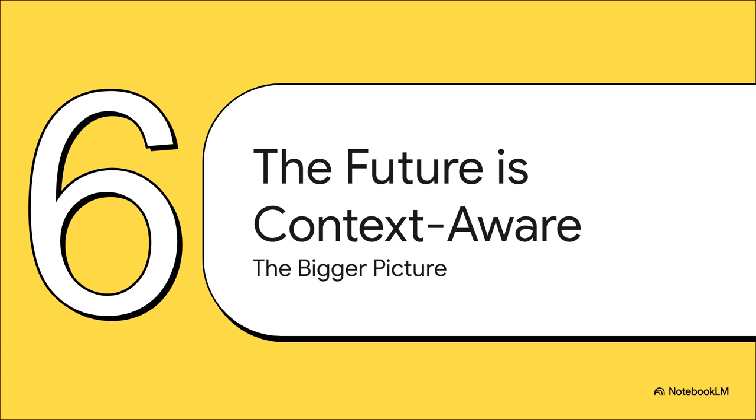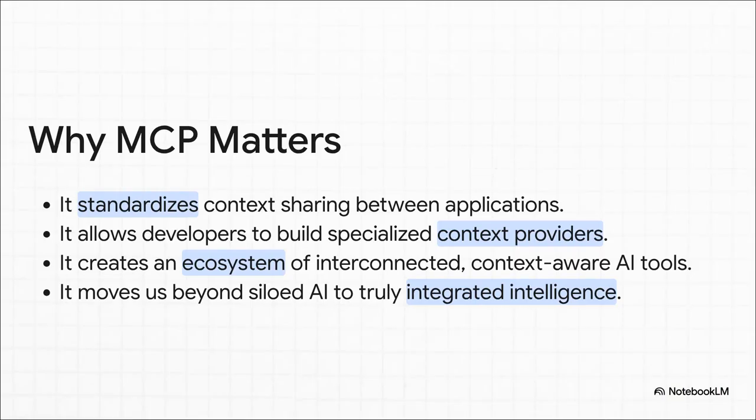What does this all add up to? If this works, it leads to a future that is truly, deeply context-aware. And why does that matter so much? Well, first, by standardizing everything, it lets developers go wild building amazing specialized context providers, knowing that any AI can plug into them. This creates a whole ecosystem of tools that can all talk to each other. We move away from today's world of siloed AIs and toward a future of truly integrated intelligence.